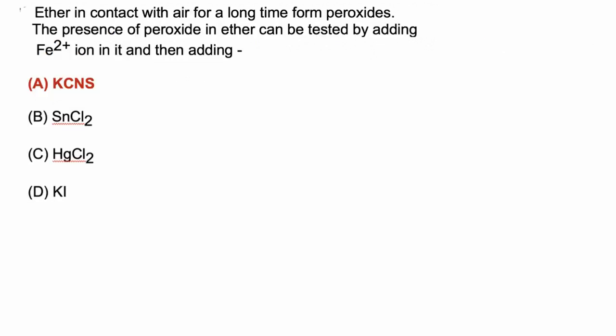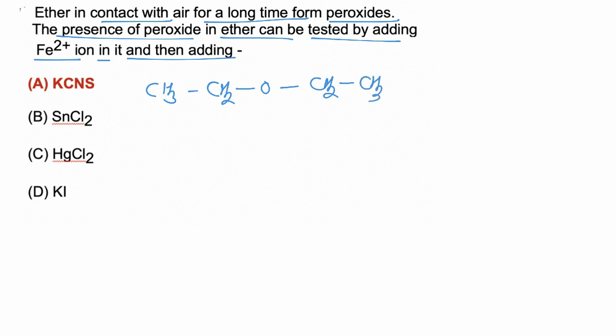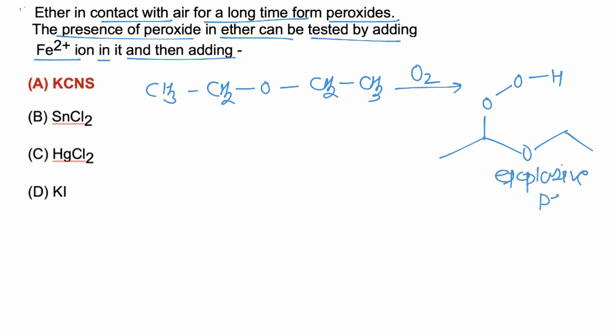Ether in contact with air for a long time forms peroxide. The presence of peroxide in ether can be tested by adding Fe2 positive ion to it and then adding KCNS. So if ether, for example ethyl ether, is taken and kept in contact with air for a long time, then due to the presence of air it will be converted to an explosive peroxide.